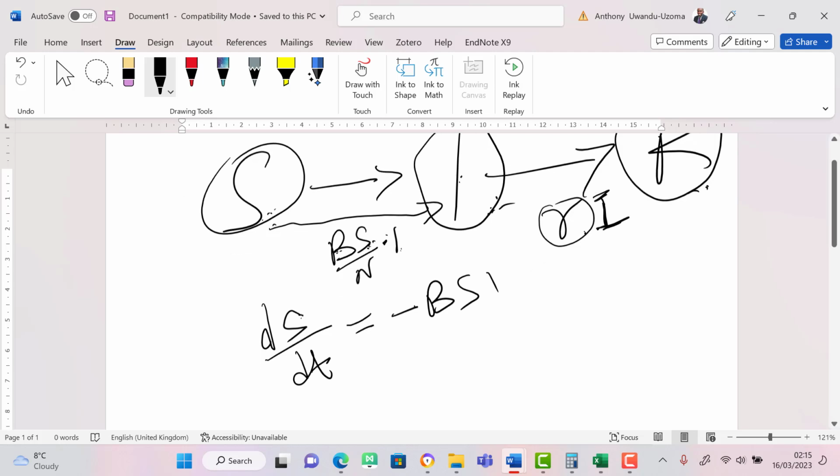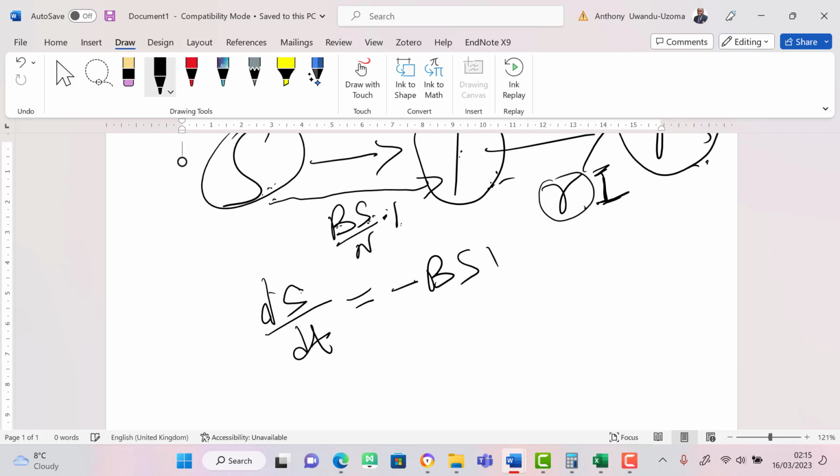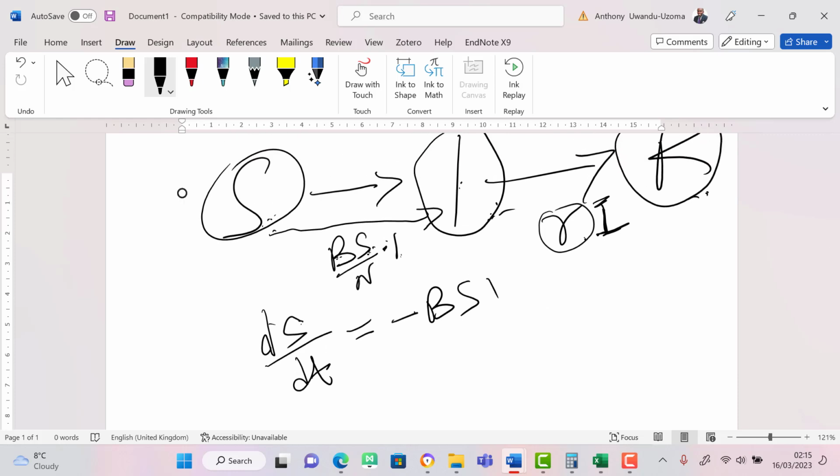What dS over dt actually means is the rate of change. It means that the number of those that are susceptible will be decreasing with time. Remember that people will be infected. So if the total population is, let's say, 100, and one person gets infected, it will remain 99. If another person gets infected, it will remain 98. So it will be decreasing.